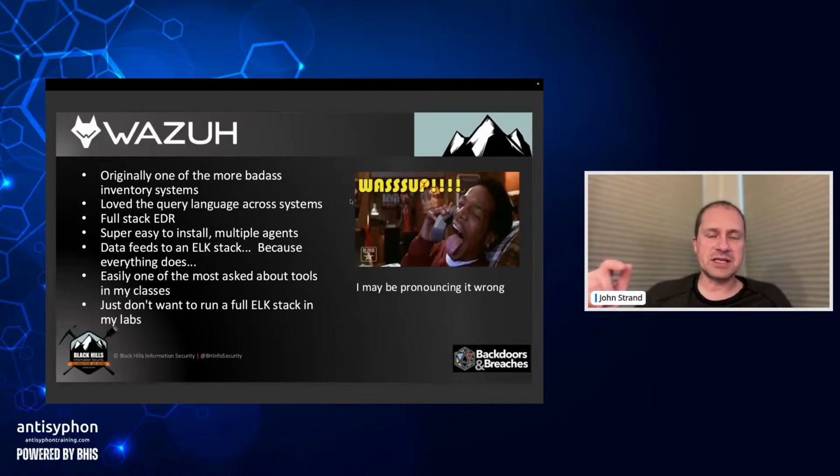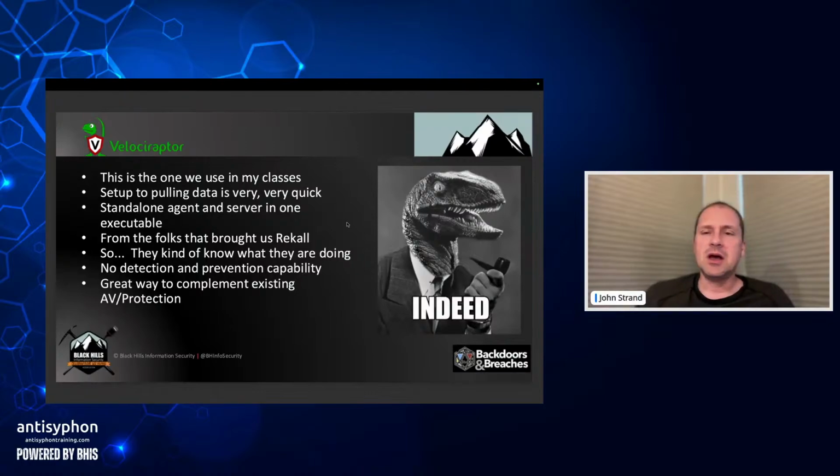It requires a pretty big setup to get the Elastic instance up and running properly. And that's one of the reasons why we love Velociraptor. Velociraptor is the one that we use in my classes because it is very, very quick to set up. It is an incredibly lightweight install. The server and the client are incredibly small.